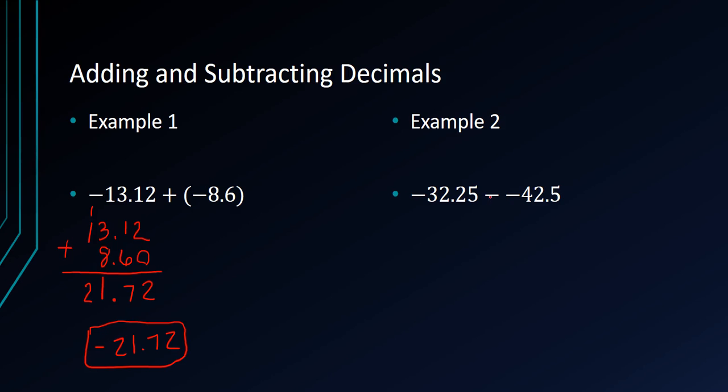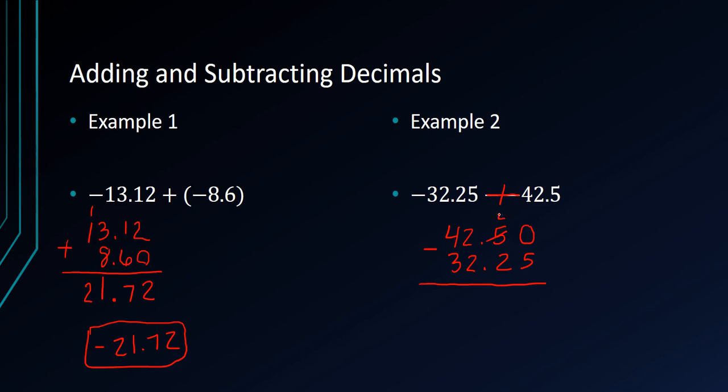This next set, remember minus and negative makes this a plus sign, so the signs are actually different. So we're going to subtract them. So I'm going to put the bigger number on top, 50 or 42.5. Again, make sure those decimal places are lined up. Since there's no number here, again I'll put a 0. Since again the signs are different, we are subtracting.